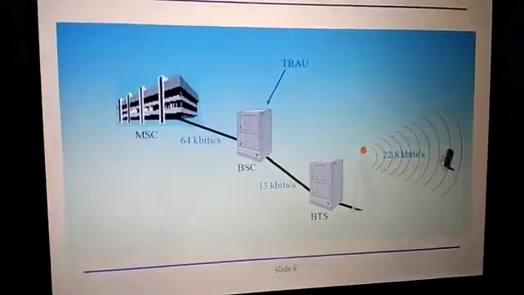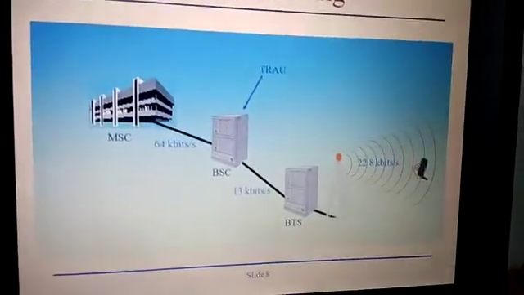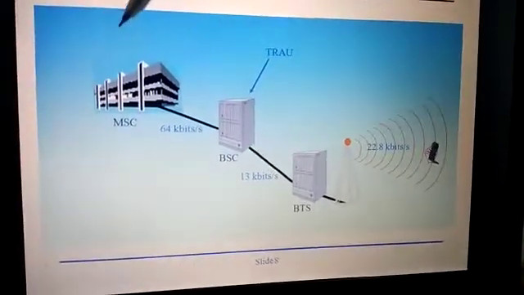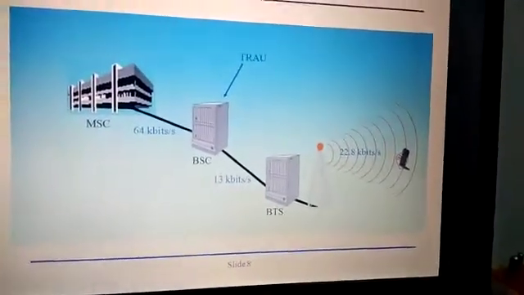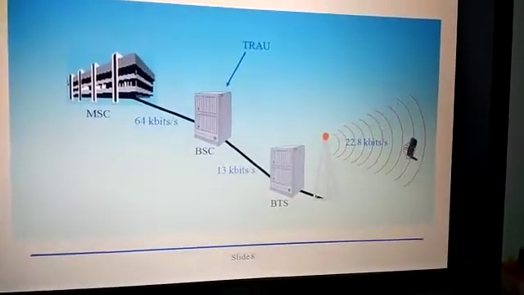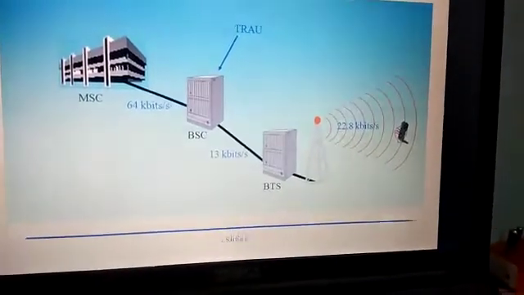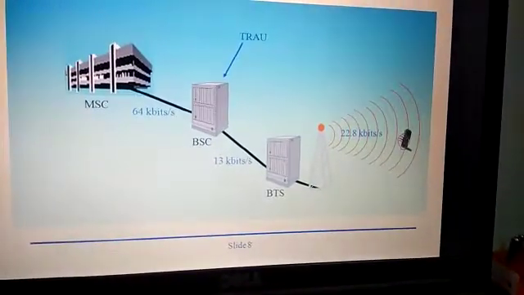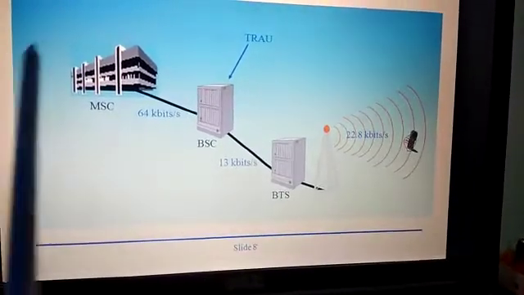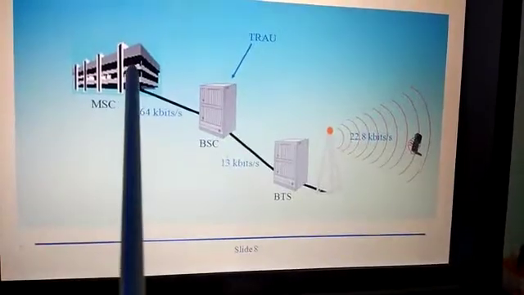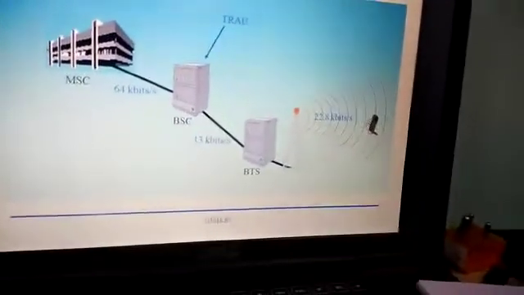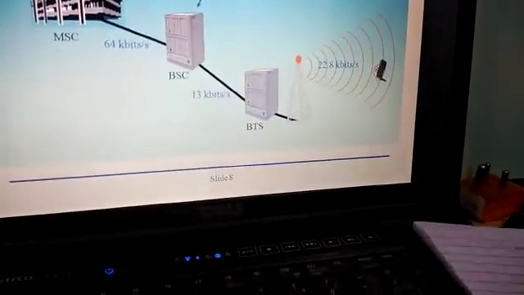What does the MSC do? MSC is the mobile switching center, a telephone exchange that makes the connection between mobile users within the network, from mobile users to the public switched telephone network, called PSTN, and from mobile users to other telephone networks. This is the function of the mobile switching center. And from the mobile switching center, the other unit is the BSC, the base station controller.